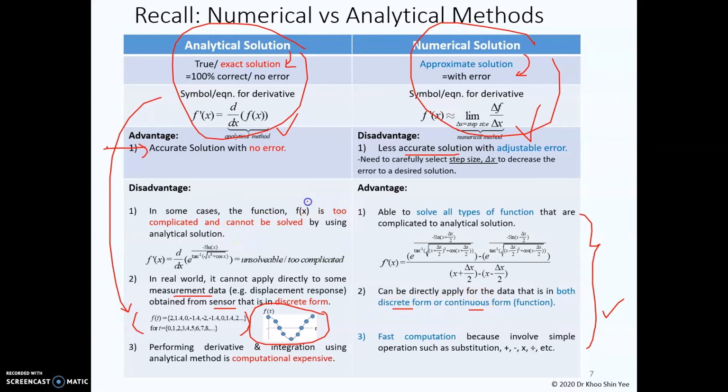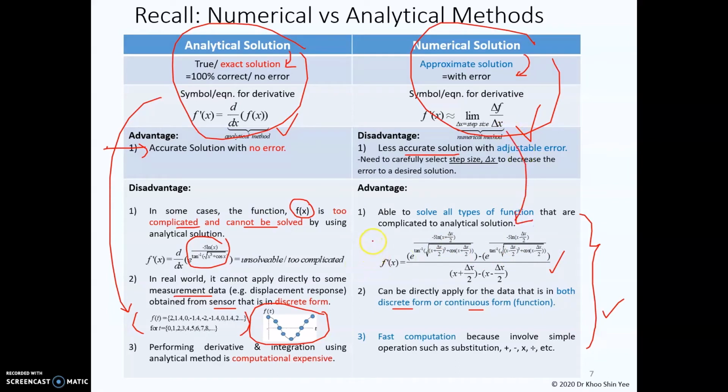In some cases, even though you have a continuous function, this continuous function is too complicated and cannot be solved by using the analytical method. For example, in this case, you are going to differentiate this function, however, it is too complicated to be solved. So in this case, we can easily solve the problem by using the numerical differentiation.